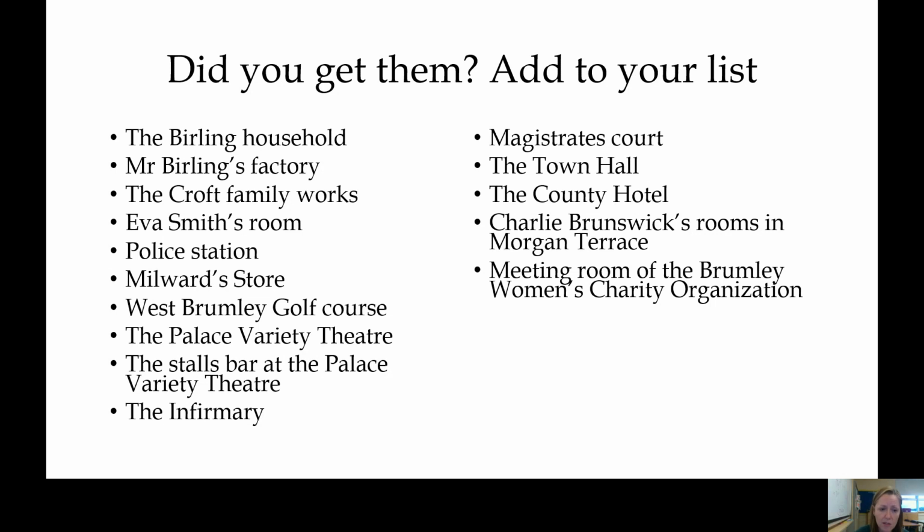There's obviously a police station, a police force, and Milwards store. The West Brumley Golf Course is a place that's referred to as well. The Palace Variety Theatre and the Stalls Bar there. The infirmary where Eva Smith ends up. The Magistrates Court. The Town Hall. The County Hotel. Famously, we've got Charlie Brunswick's rooms in Morgan Terrace, where Gerald takes Daisy Renton. And we have the meeting room of the Brumley Women's Charity Organisation.